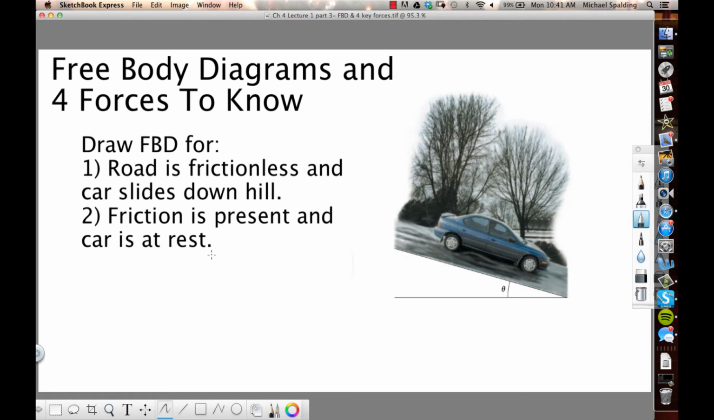Here we have a car on a hill. You're going to do two separate free body diagrams just to get the feel for how this works. In the first situation, say the road is frictionless. It's icy, with all this ice on the road. If there's no friction, what's the car going to do? It's going to slide down the hill, right? So do a free body diagram for that situation. Second, say there's no ice on the road, friction is present, and the car is sitting there at rest.